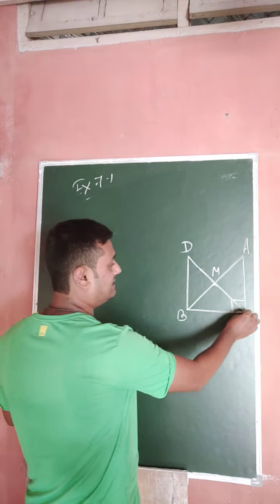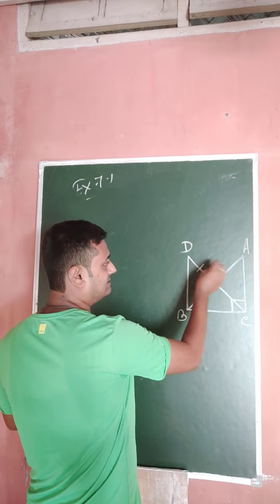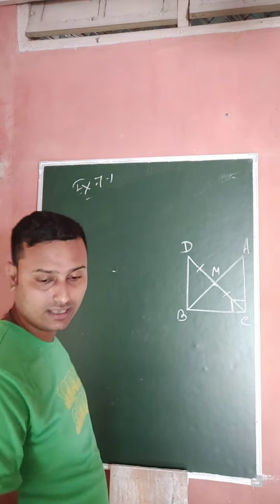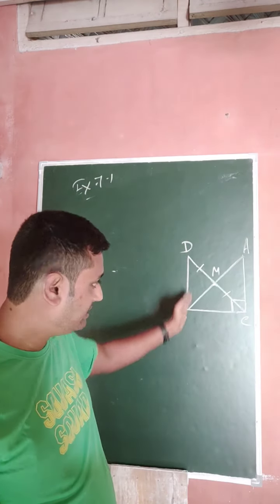Again, it is given that C is joined to M and produced to the point D such that DM is equal to CM. Okay. Point D is joined to the point B now. This point D and B are joined.